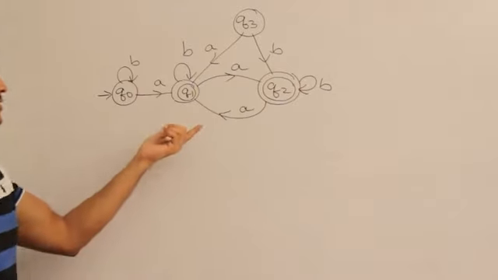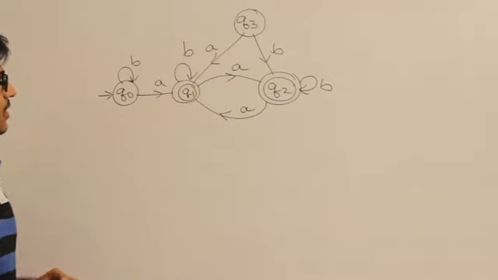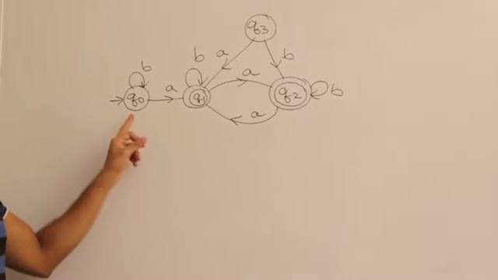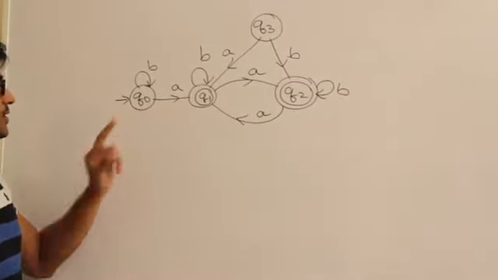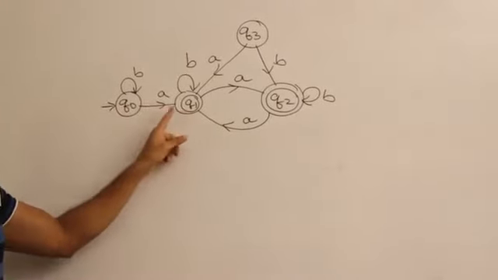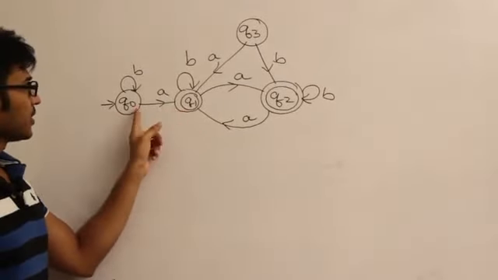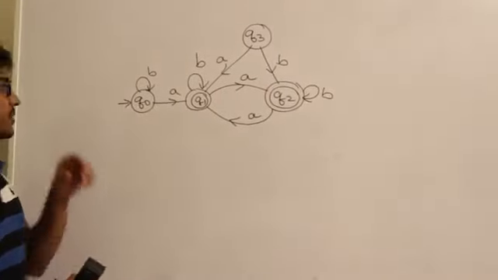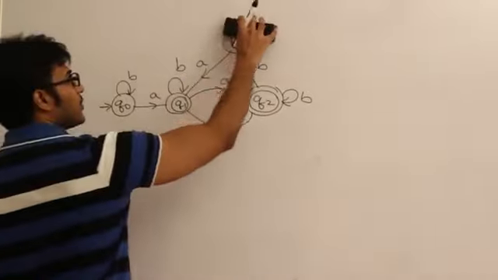Now this question is given in one of the previous GATE papers. Now we have to minimize this DFA. Always remember, the first rule is, if any state is not reachable from the initial state, you have to delete it. Is Q1 reachable? Yes, reachable. Is Q2 reachable? Yes, reachable. Is Q3 reachable? No, Q3 is not reachable. Therefore, delete Q3.